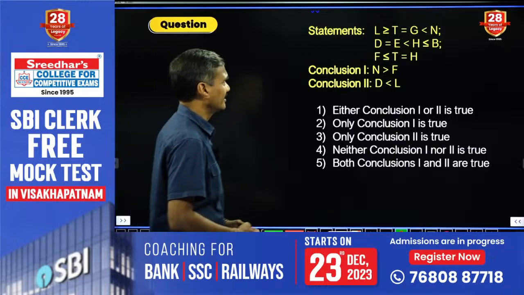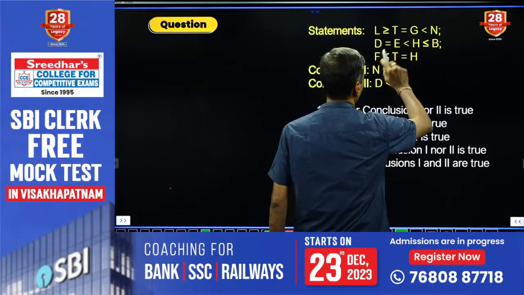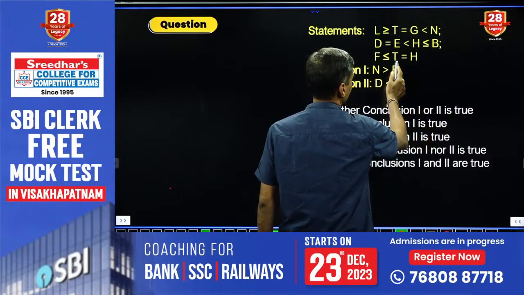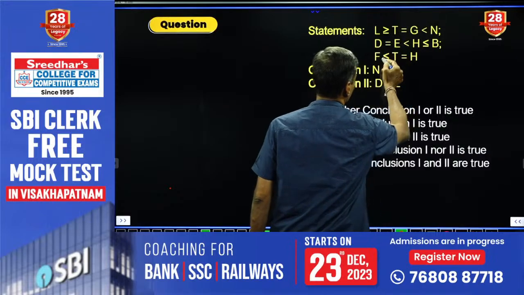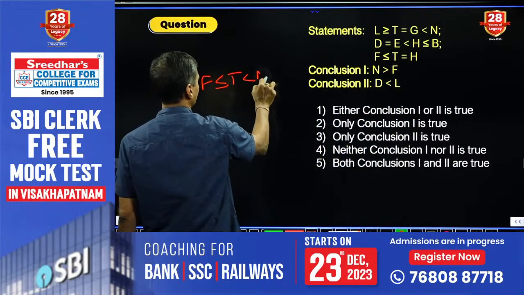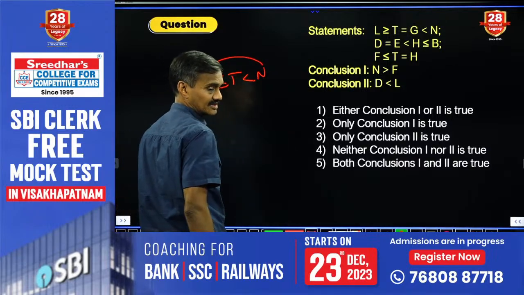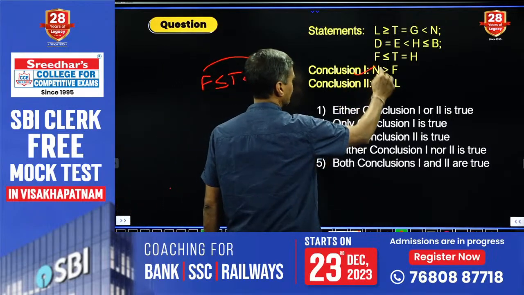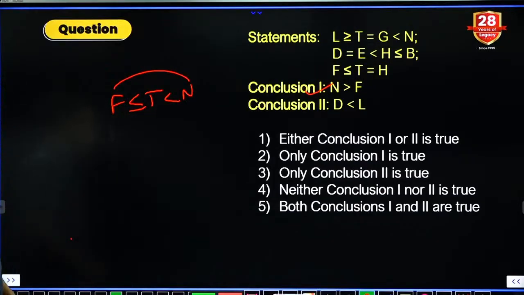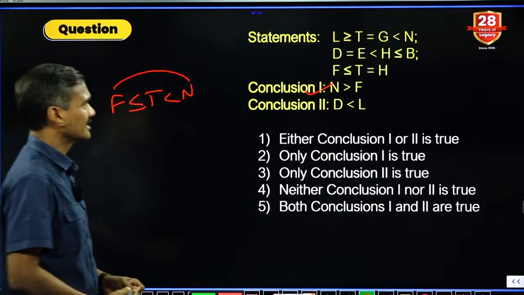Now, N and F. N is here, F is here. Now which element is common? T is common. F lesser than or equals to T, T lesser than N. Look from here: F lesser than or equals to T, T lesser than N. Which symbol is common? Lesser than. F lesser than N means N greater than F, definitely true. First conclusion, definitely true.